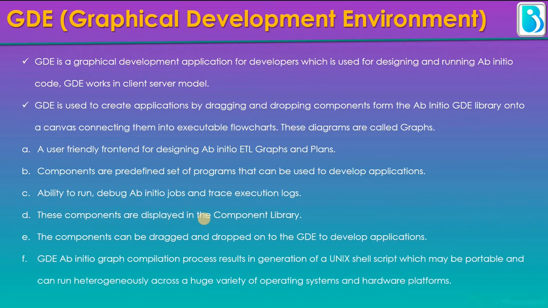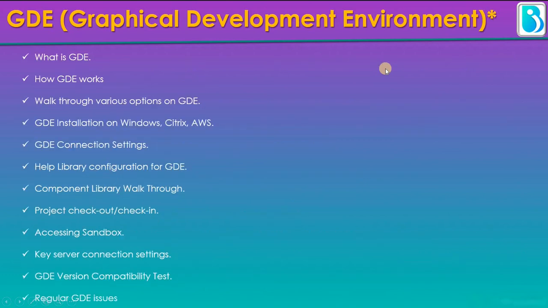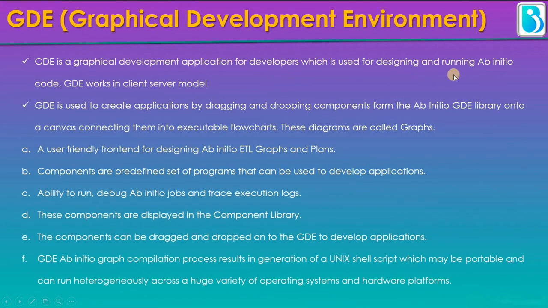GDE stands for Graphical Development Environment. GDE is a general purpose graphical development application for developers, which is used for designing and running Ab Initio code. GDE works in a client-server model. GDE is used to create applications by dragging and dropping components from the Ab Initio GDE library onto the canvas, which is nothing but the working area. By connecting these components, we can create executable flowcharts. These diagrams are called graphs.